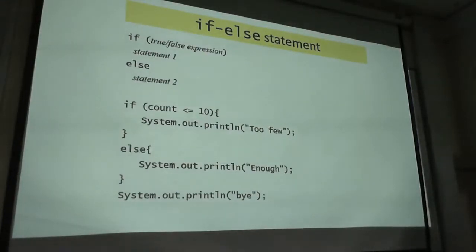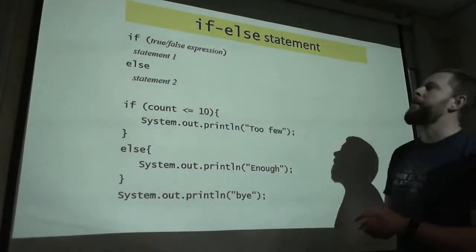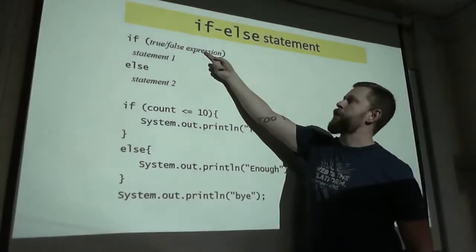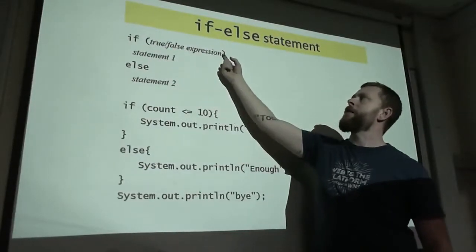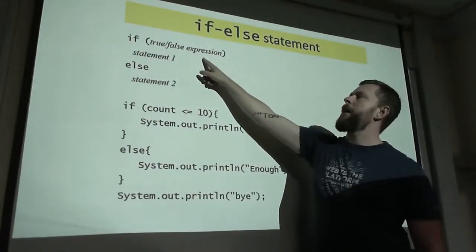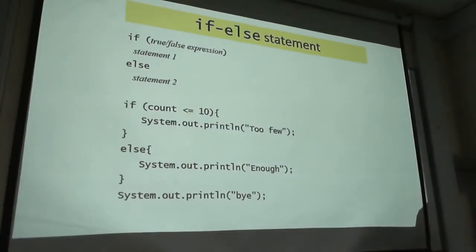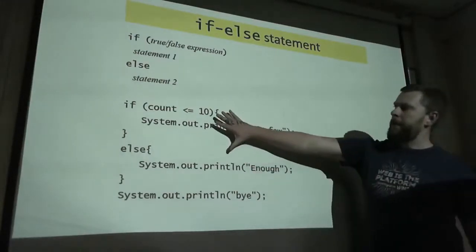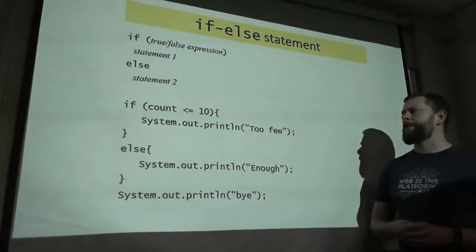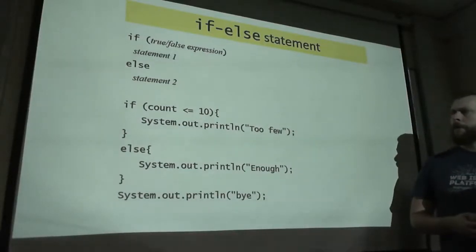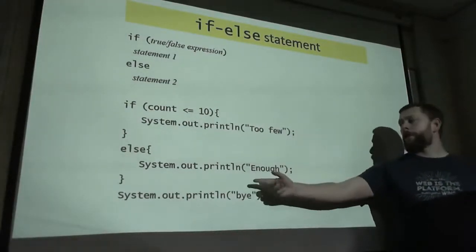It's if doorbell rings, answer door. Otherwise, continue watching TV. It's that type of scenario. So again, we have one expression up here. We're only asking one question. Okay? And if that question resolves itself to true, then we're going to run statement 1. Otherwise, if it resolves itself to false, which is the only other option we have, we're going to run statement number 2. So for example, here in this piece of code, if count is less than or equal to 10, we're going to print out too few. Otherwise, so if it's 11 or greater, we're going to print out enough.